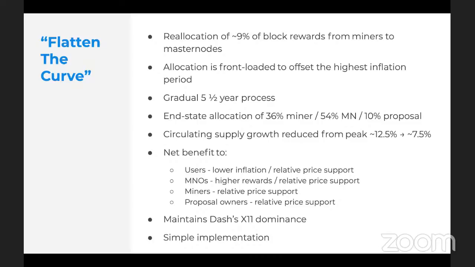Users would benefit in a couple of different ways. One is the lower inflation that would result and the relative price support. I say relative price support because there are lots of things that affect price. This doesn't mean price will definitely go up because other factors could cause it to go down. And so we're talking about the relative effect. On a relative basis, demand for masternode supports price.